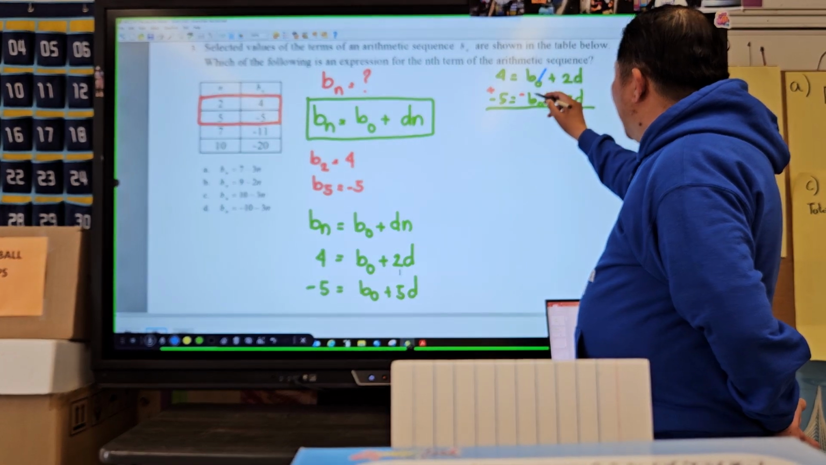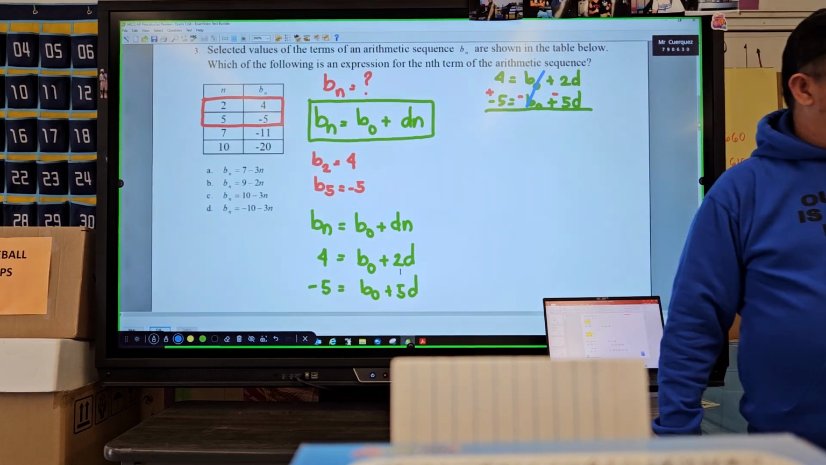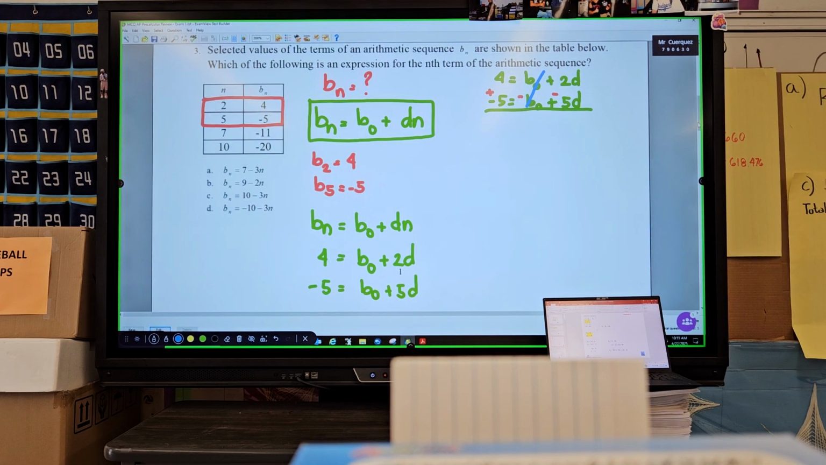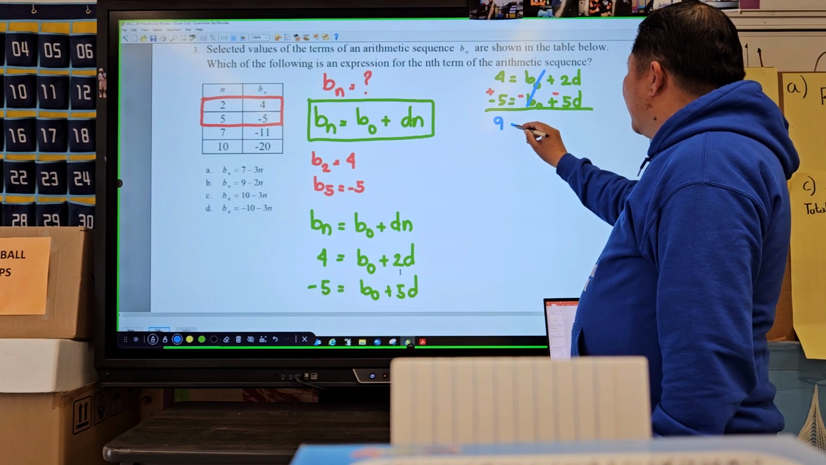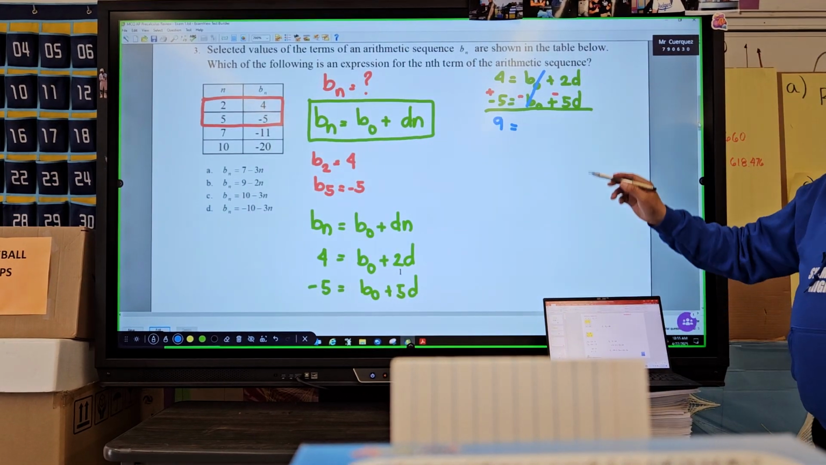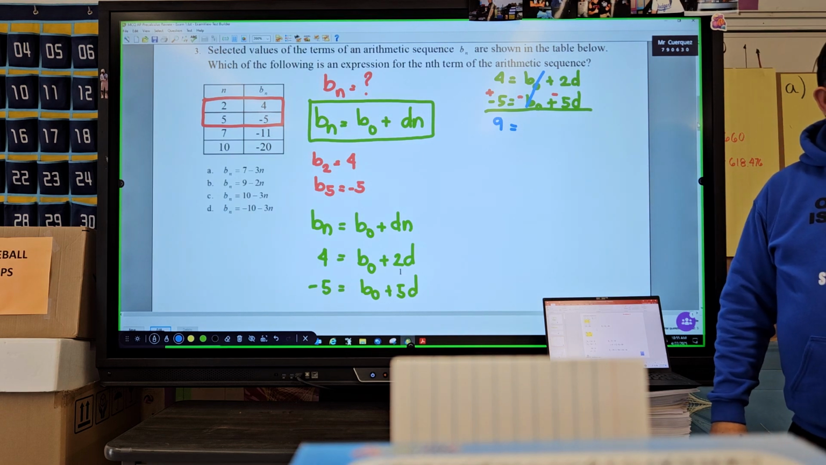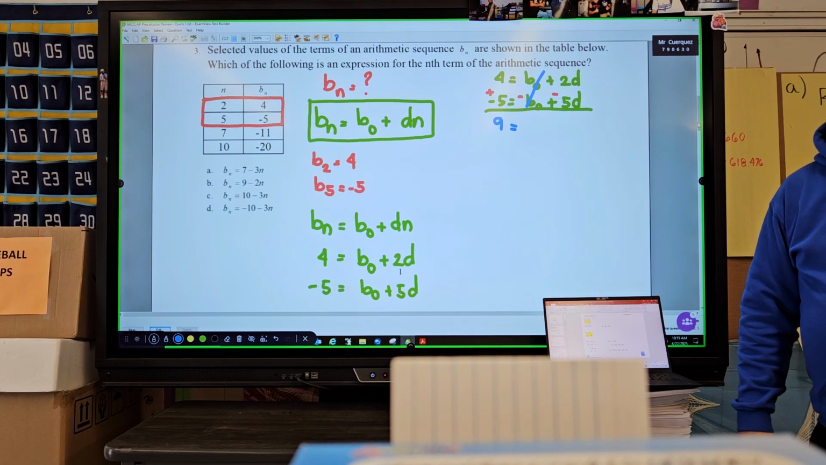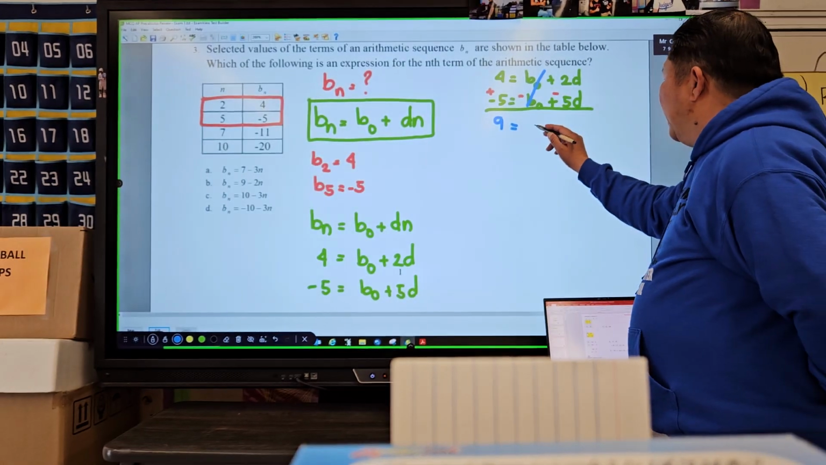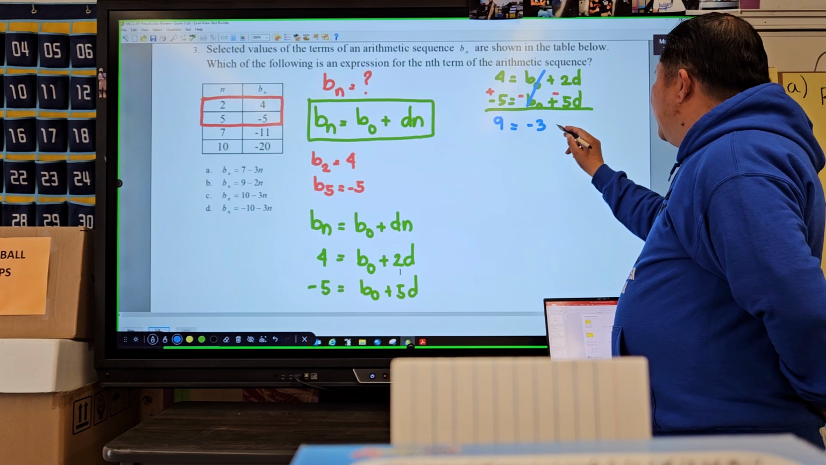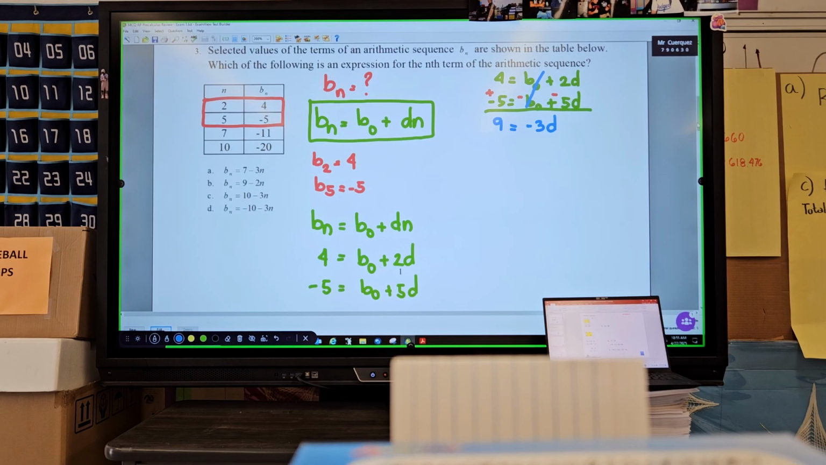So b cancels out. So on the left side, you're gonna add 4 plus 5. What is 4 plus 5? 9, right? Okay, 9 is equal now. So what sign prevails right here? The green or the red? The red prevails, right? That means 2 minus 5 is negative 3. So negative 3d. And we are solving for the common difference.